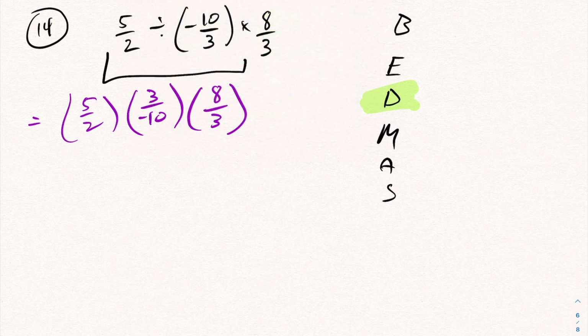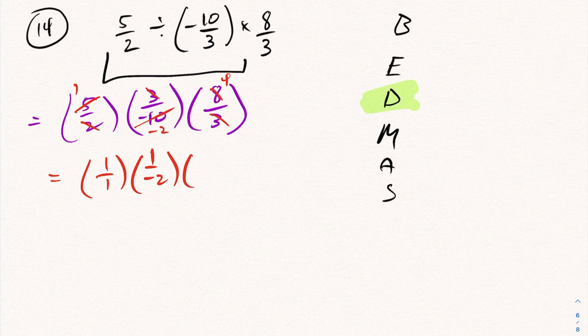Now we're looking to reduce here. So the 3's cancel. 2 divided by 2 is 1, and 8 divided by 2 is 4. Likewise, 5 divided by 5 is 1, and divide that by 5, you get negative 2. I'm going to rewrite this as it's getting a little bit messy here. So this is 1 over 1. Those 3's cancel, so this is 1 over negative 2. And this is 4 over 1. So this ends up being 4 over negative 2, which is just negative 2.